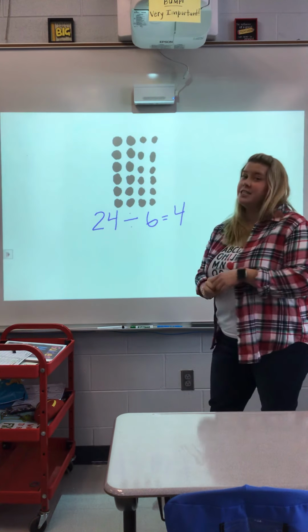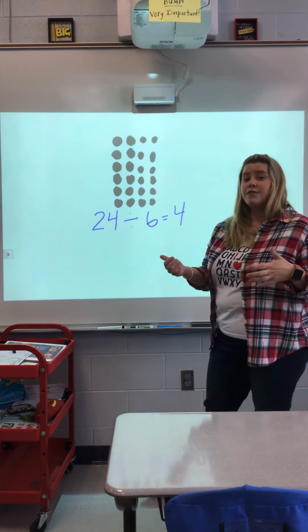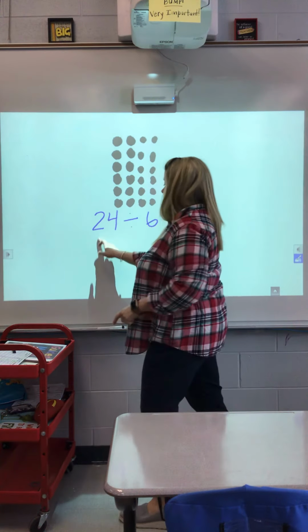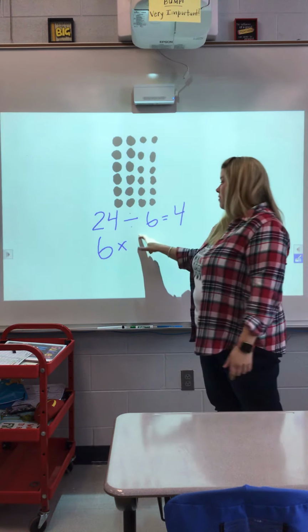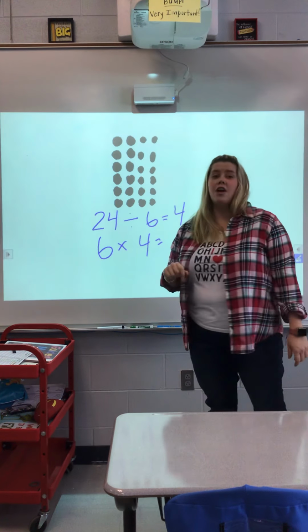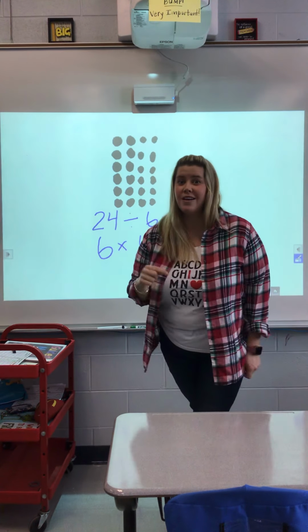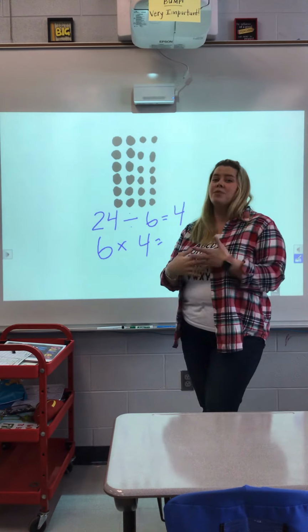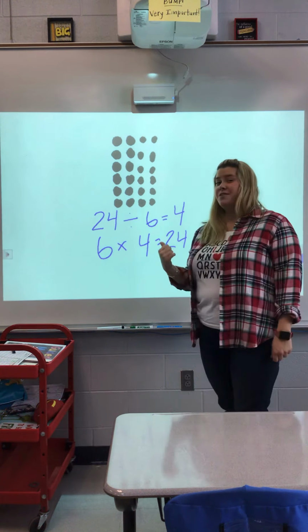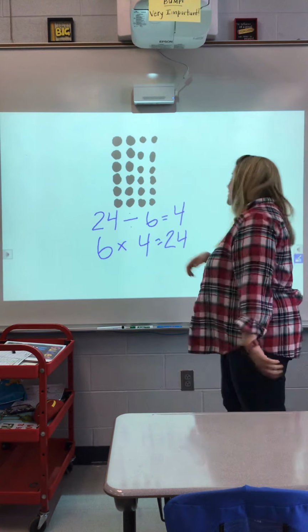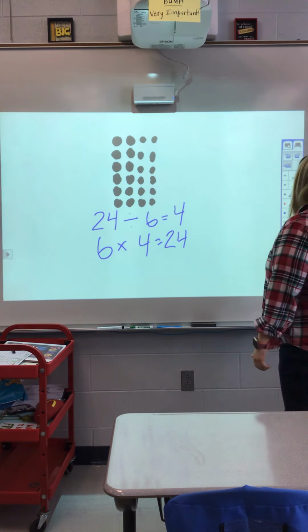What about your multiplication sentence? To get our first number, we count our rows. To get our second number, how many are in each row? And then our product, remember product is the answer to a multiplication fact, was 24. That's our total. Did you get those? I hope so.